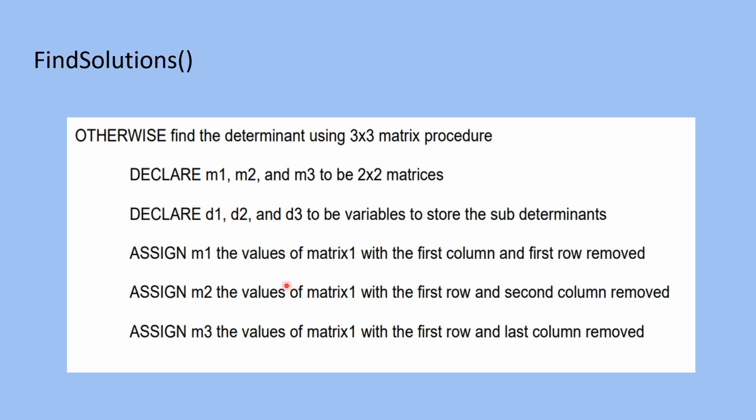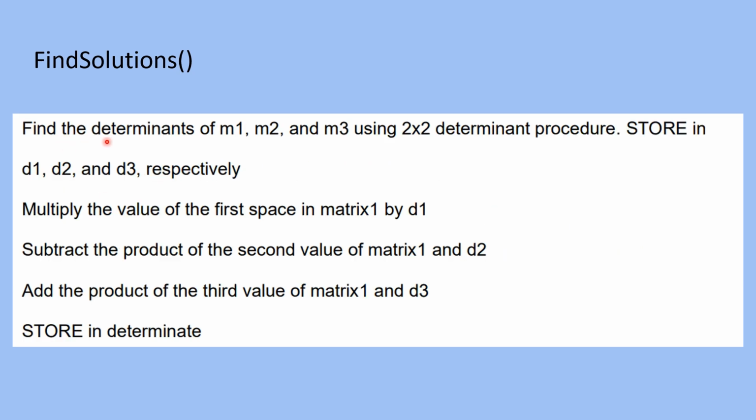We'll assign M1 the values of matrix 1 with the first column and first row removed. We'll assign M2 to be the values of matrix 1 with the first row and second column removed. Finally, we'll assign M3 the values of matrix 1 with the first row and last column removed. We're going to find the determinants of these subdeterminants using 2x2 matrix procedure. We're going to store this in D1, D2, and D3 respectively.